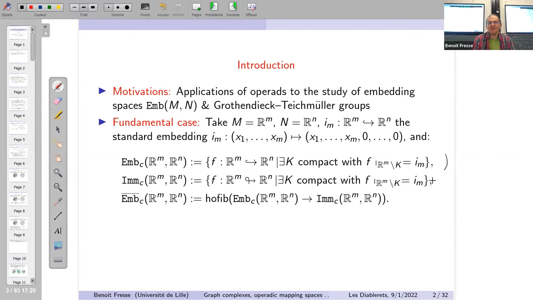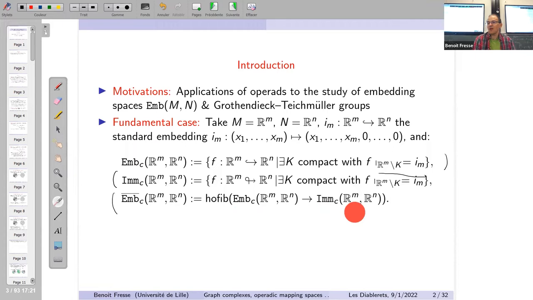So here, smooth embeddings with compact supports means that I assume that there is a compact K outside of which f agrees with the standard embedding. And I consider a similarly defined space of immersions. And then the homotopy fiber of the obvious map from this space of smooth embeddings towards the space of immersions with compact supports. So the idea is that this space is well understood from the Hirsch-Smale theory. And this space here measures the difference between the embedding space and the space of immersions.